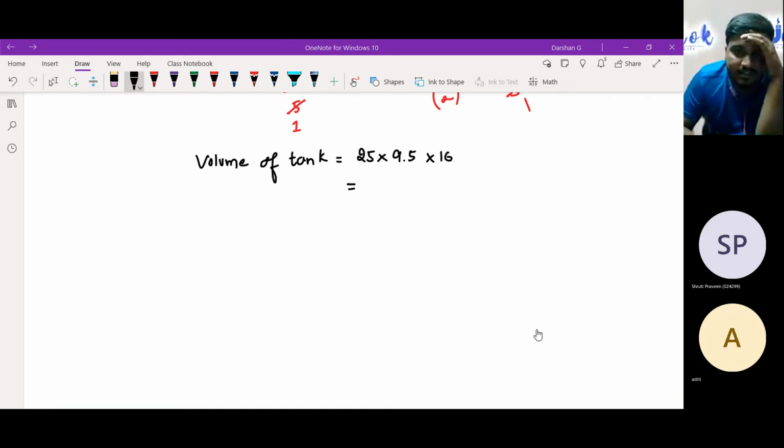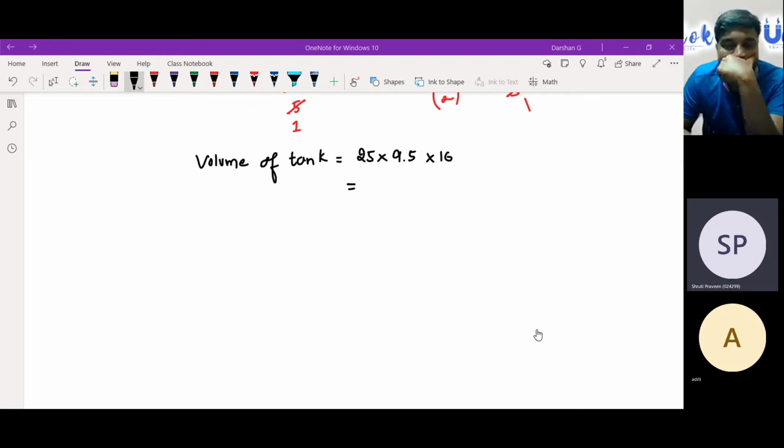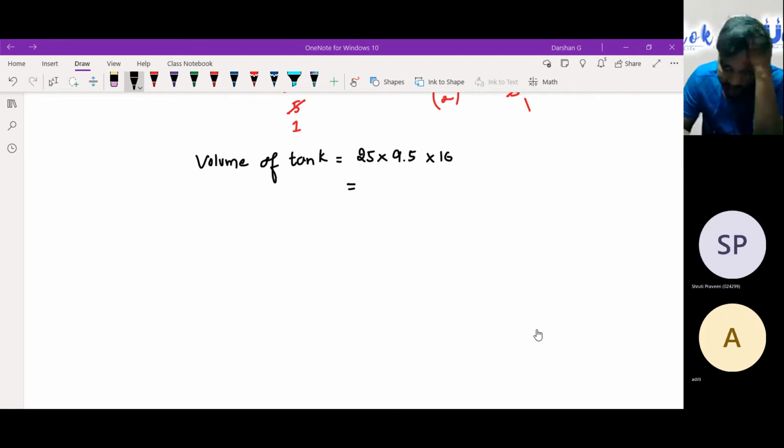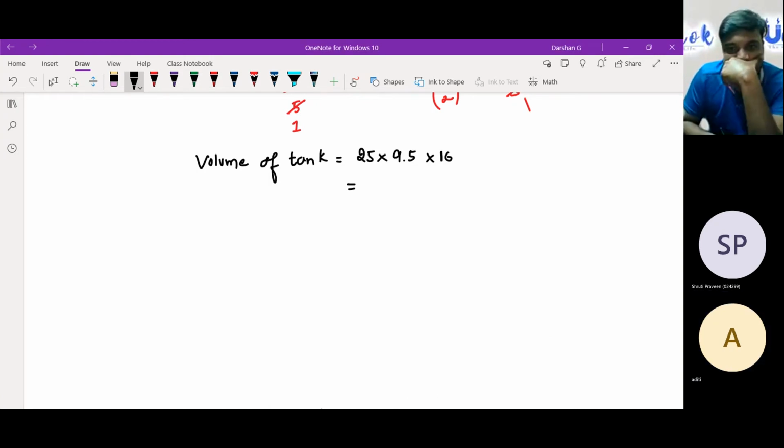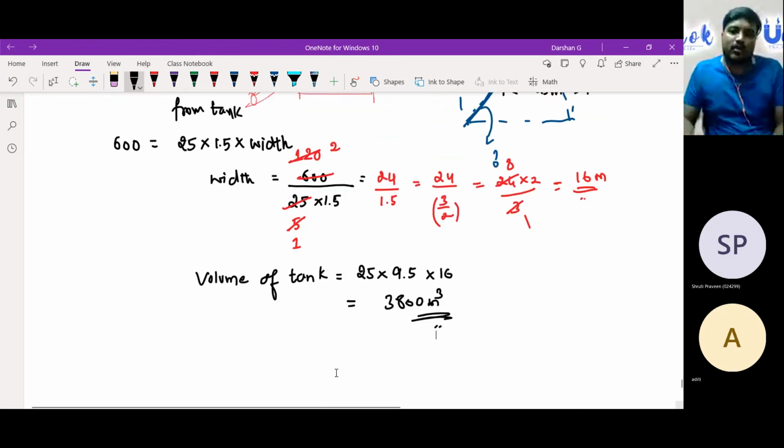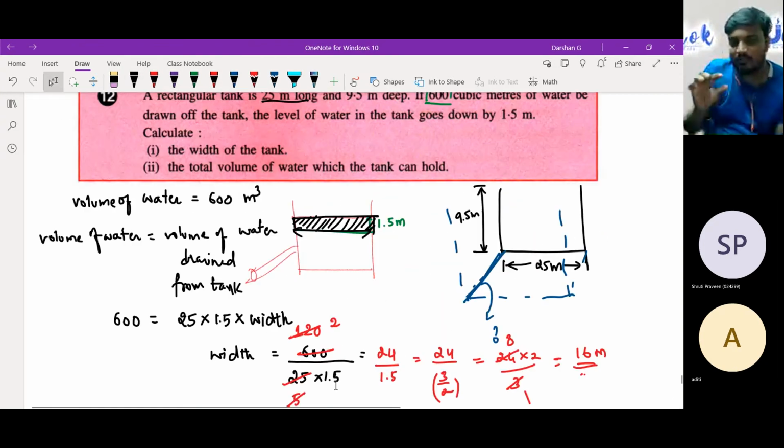Okay, Shruti with the answer. You got the answer? Okay, no. So Aditi? 160. Okay. Aditi, what about you? You got the answer? 3800. Very good. That's the right answer. 3800 meter is the one. So the point is you have to understand that the 1.5 that has come out will constitute the volume of the water. If you get that, you have done it.